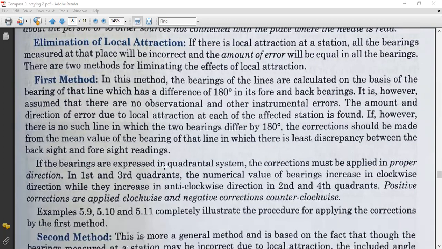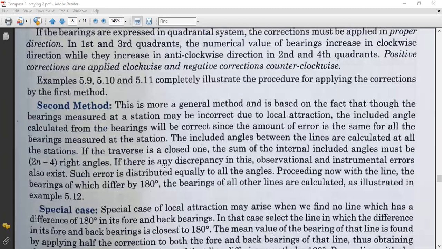In the second method, I will calculate the interior angles of the geometrical figure based on the bearings given, right? So the sum of interior angles shall be, check here.